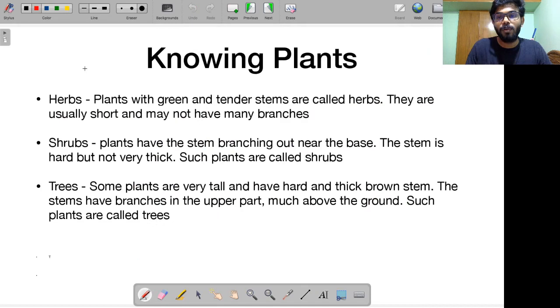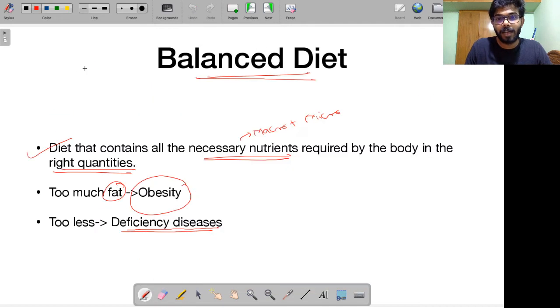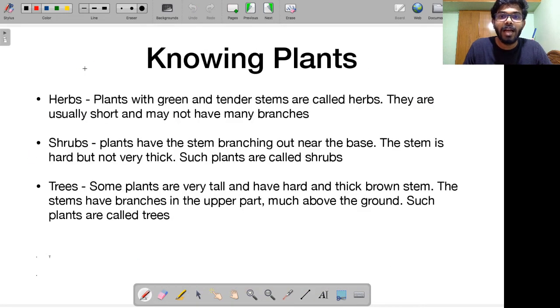Let us now try to move forward. We understood a little bit about humans, what balanced diets are. Let us try to know a little bit about plants. Okay, as I told you, this is very basic stuff. Over the period of time, on these concepts I will be building more. We will be talking about pollination and things like that eventually as we move to class 7 NCERT. Alright, so let's talk about knowing plants right now.